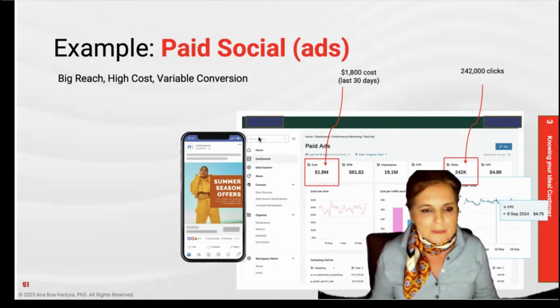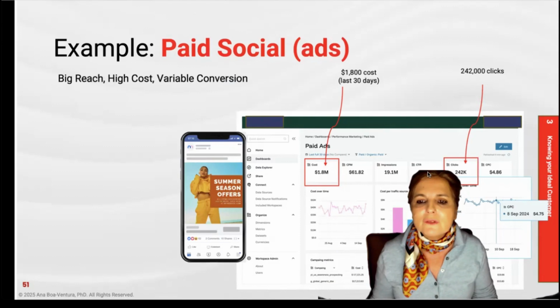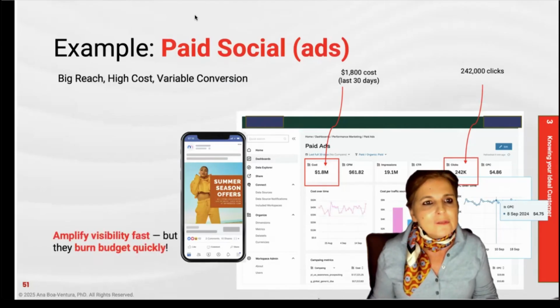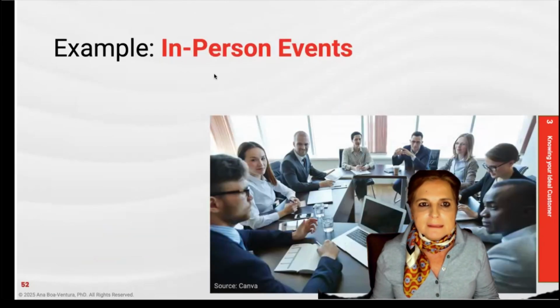So people saw the ad, there was a link to the website, and 1.27% of these actually click through. So the paid social ads, they amplify visibility fast. That's why they're great for recently formed businesses, but they burn budget quickly. Your marketing budget, you better have a backup, because this goes fast, right? So very different situation from the email marketing.